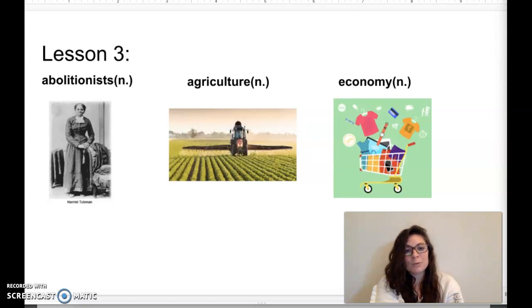Our last vocabulary word is the word economy. Say economy. Economy is the system in which people make, buy, sell, and trade items or their services.